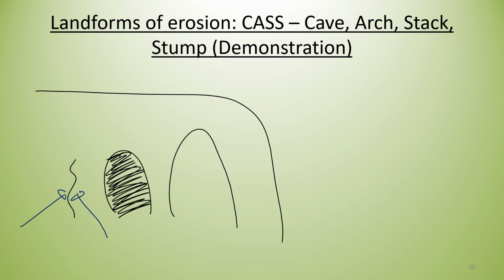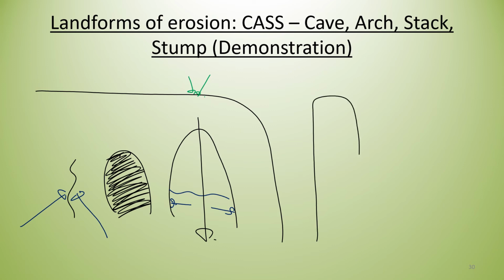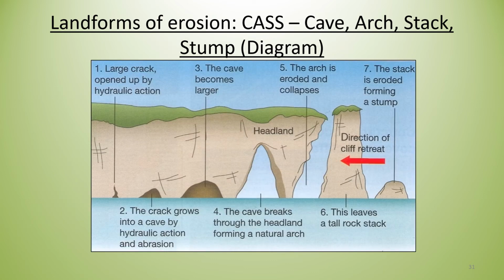That sea arch then will be eroded from the base, but then also due to biological weathering at the top of the arch will become unsupported and again due to gravity collapse. That will leave a stack left over, which through erosion will eventually fall over and become a stump. There is another diagram there of a cave, arch, stack and stump for you to pause the clip and have a quick look at.